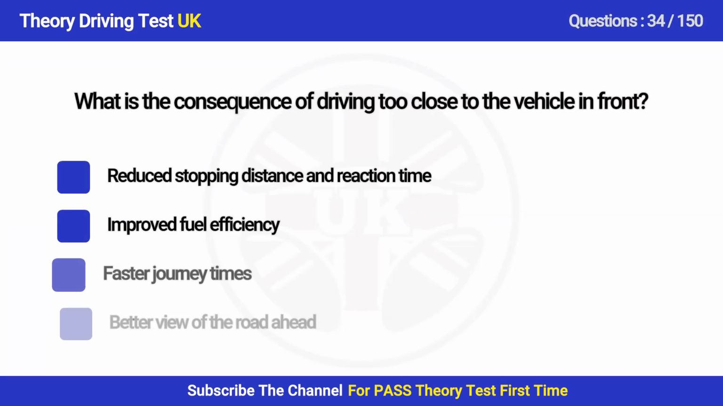Question 34. What is the consequence of driving too close to the vehicle in front? A. Reduced stopping distance and reaction time. B. Improved fuel efficiency. C. Faster journey times. D. Better view of the road ahead.